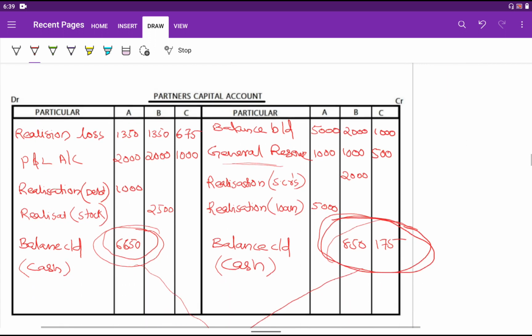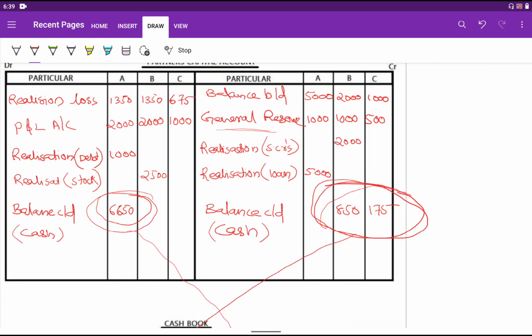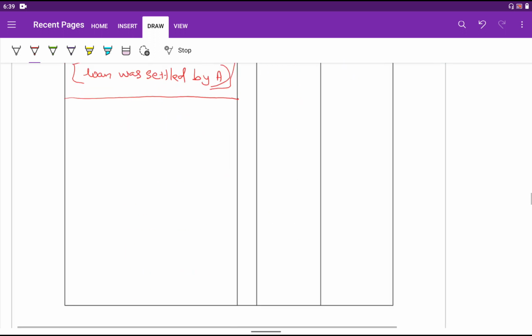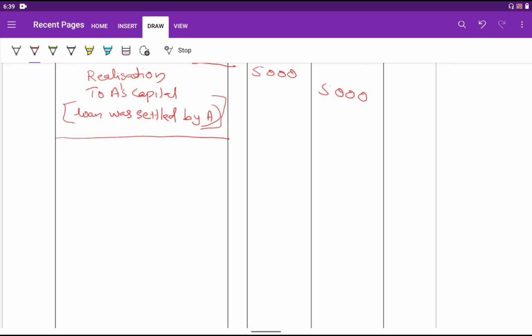Okay, now already almost we settled everything. Now in debit side, profit and loss account is there, and the other two, stock and debtors realization, are also coming. So profit and loss account, how we will write it? It is coming in debit side, right? So we will credit profit and loss account.